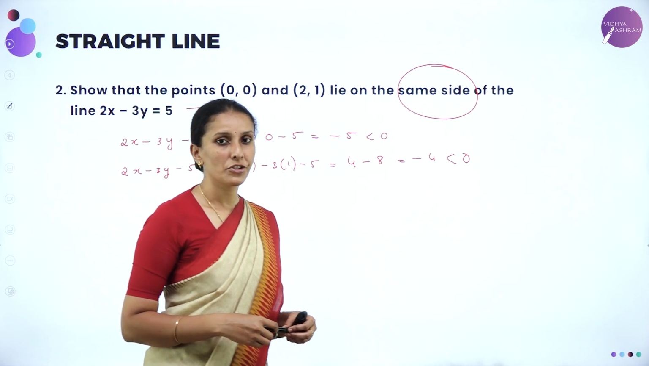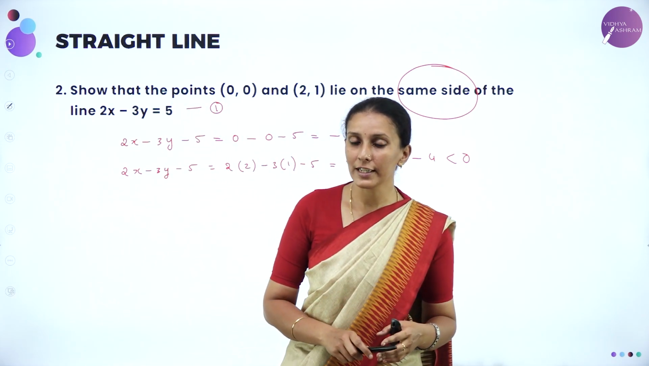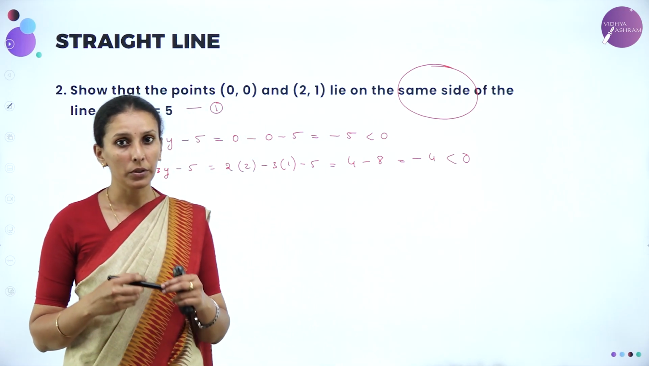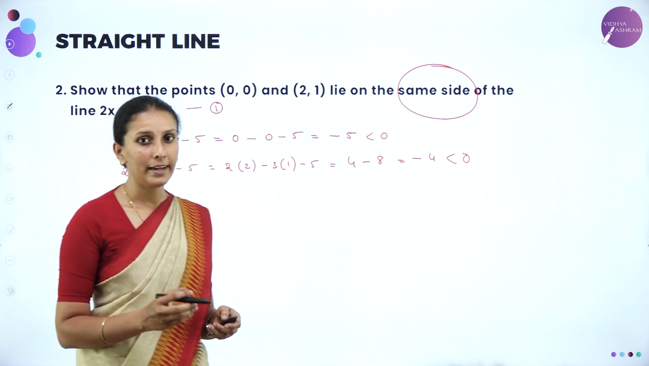So in this session we have discussed the point of intersection as well as the concurrent lines. So this is all about the chapter straight lines and the end of your first PUC basic mathematics.